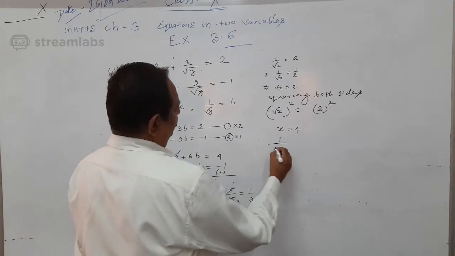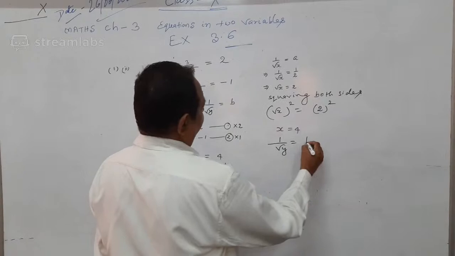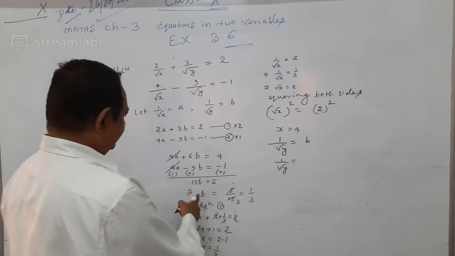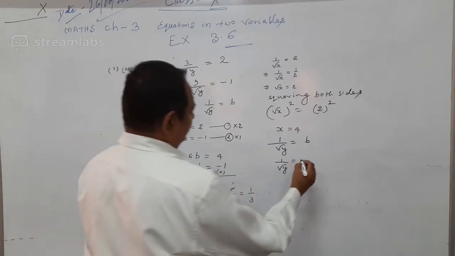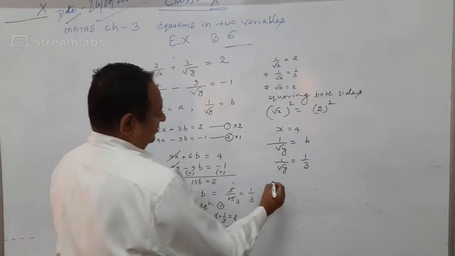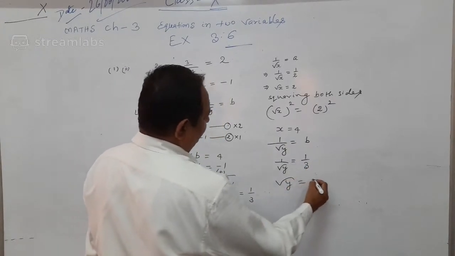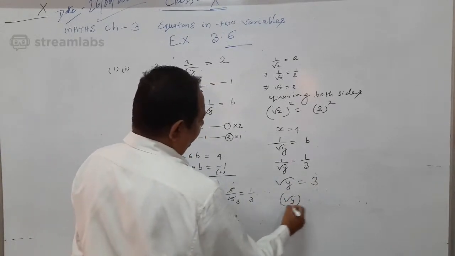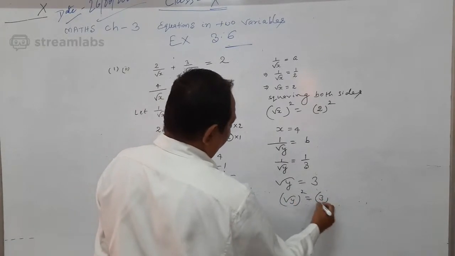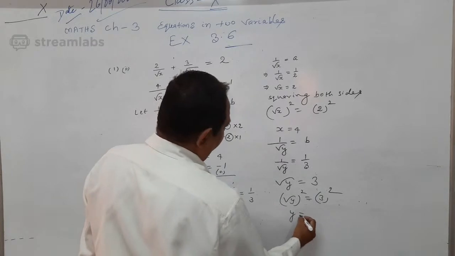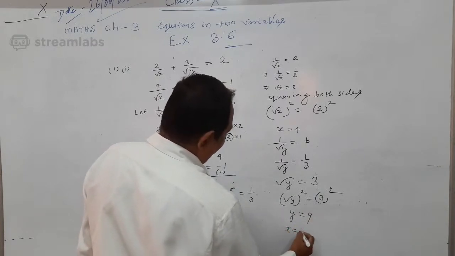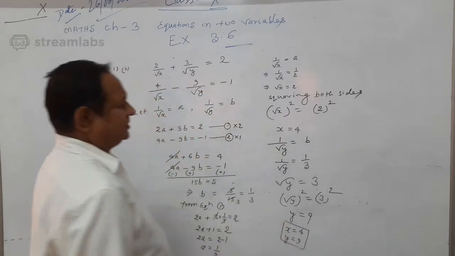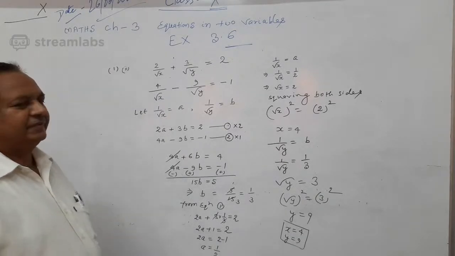Similarly, 1 upon root y is equal to b. So 1 upon root y is equal to, in place of b, write the value of b, that is 1 by 3. By cross multiplication, root y is equal to 3. Squaring both sides, root y whole square is equal to 3 whole square. So y is equal to 9. So x is equal to 4, y is equal to 9. These are the required solution of this equation.